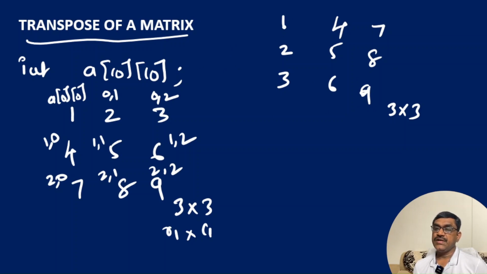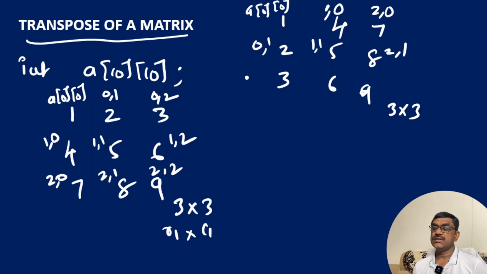So, here we are printing 1, that means we are printing A of 0, 0. Okay, next 4. 4 means we are printing 1, 0. 7. 7 means we are printing 2, 0. Next, the second row, 2. What is the index of 2? 2 means 0, 1. 5. How much? 1, 1. 8. How much? 2, 1. And 3. What is the index? 0, 2. 6. 1, 2. 9. How much? 2, 2. Right? We are printing the rows column-wise, so that we are calling it the transpose.